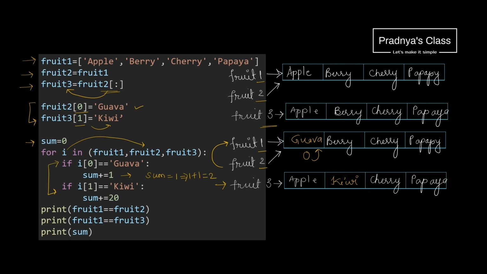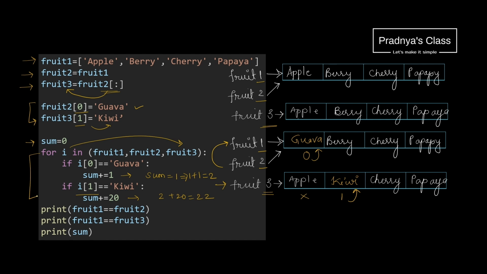So the value of sum will get incremented by 1. Now it will be 2. What's the next condition? I of 1 should be kiwi. It is not getting satisfied. Let's proceed. Now we will check the values of I in case of fruit3. I of 0 equals guava. Look at the fruit3 list. No, it is not. I of 1 equals kiwi. Yes, it is. It means sum will get incremented by 20. The previous value is 2. 20 will get added. It will become 22.